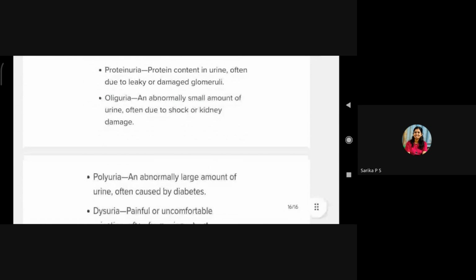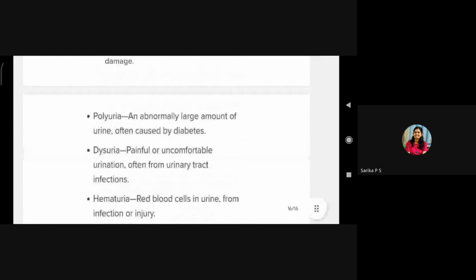Next is polyuria, an abnormally large amount of urine, often caused by diabetes. It is often seen in patients with diabetes, but it's not that only patients with diabetes will have polyuria. Polyuria is the term signifying an abnormally large amount of urine.